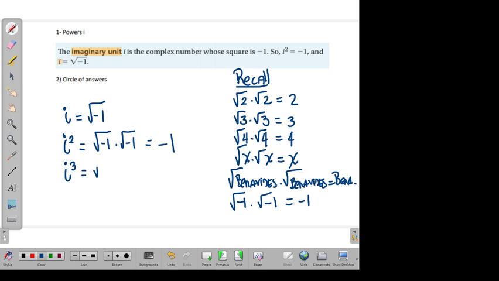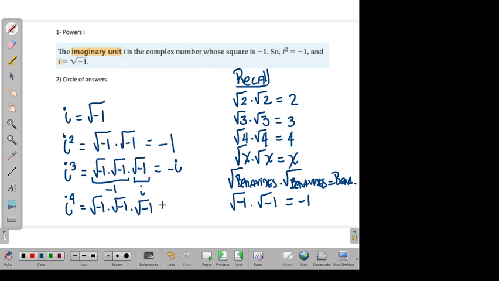Well, that is the square root of -1 times the square root of -1 times the square root of -1. Right? Is everybody okay? Well, we know that these two are -1, and we know that this one is i. So what's the answer? -i. Yay.